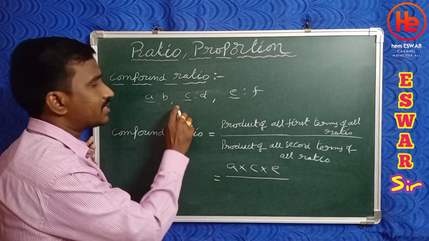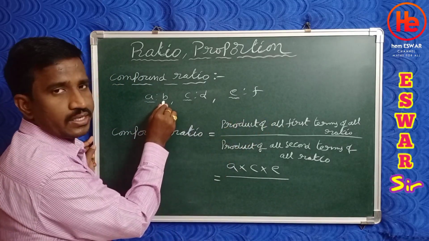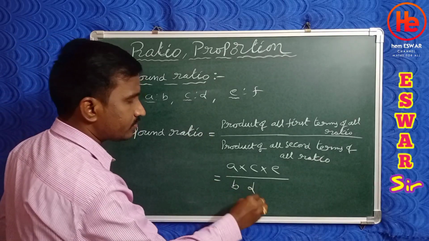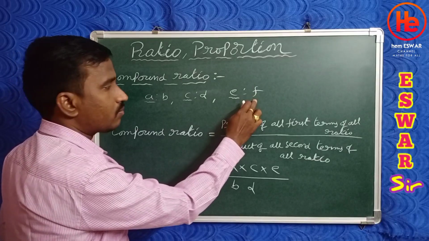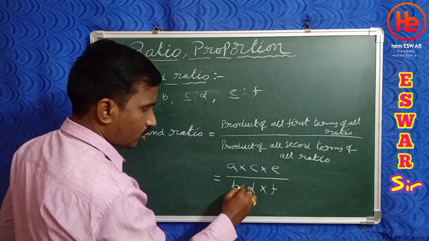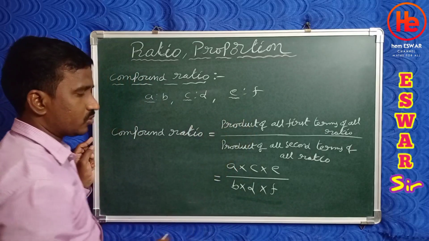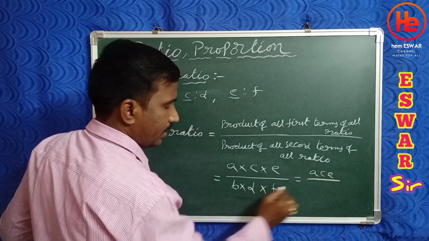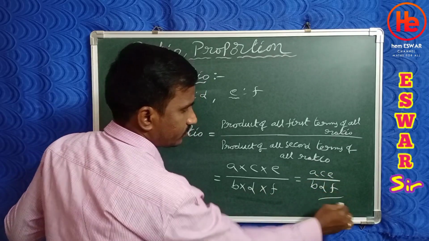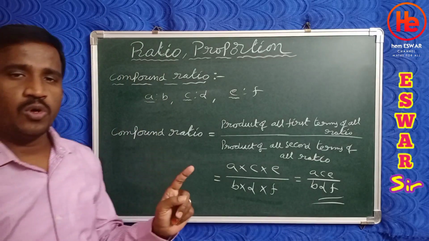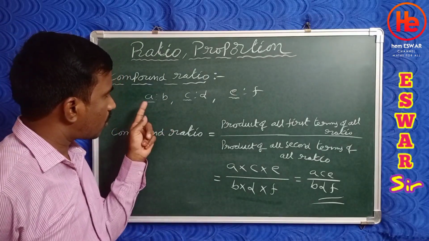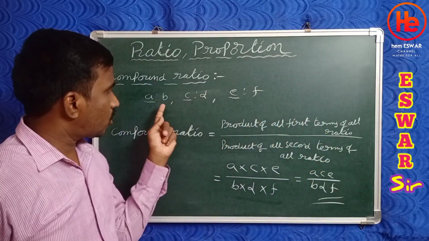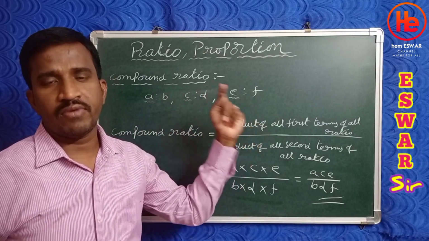By, now what are the second terms in the given ratios? What is the second term here? B. In C is to D, D is the second term. In E is to F, what is the second term? F. That's why the product of all second terms in the given ratios. Now this product will be ACE by BDF. So this is the compound ratio. Compound ratio means the product of all first terms in the given ratios divided by the product of all second terms in the given ratios.